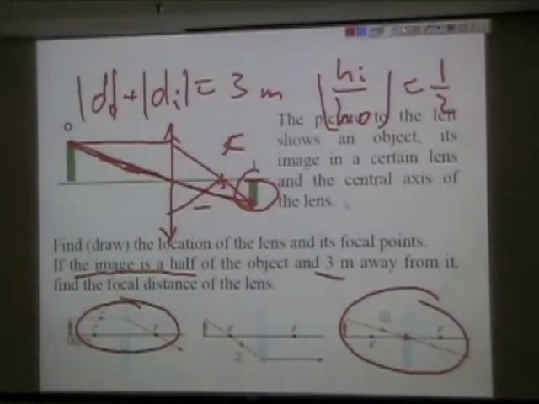What does it tell us about magnification? Well, we don't have many choices. It could be 1/2, it could be -1/2, 2, or -2. So what do you think the actual value of the magnification is equal to?